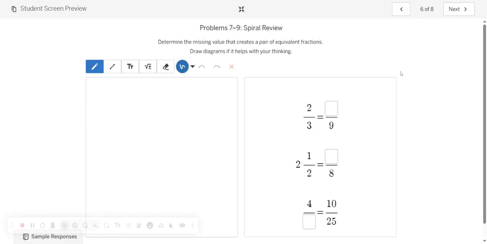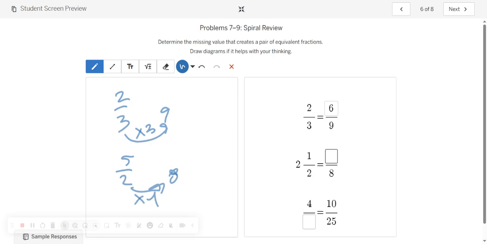Spiral review. Okay, how do I get from 3 to 9? 2/3 times 3 equals 9. 2 times 3 is equal to 6. Now, 2.5 is the same as 2 times 2 plus 1 is 5/2. To get to something over 8, I'm going to multiply by 4 times 4. And so I'm going to get 20.